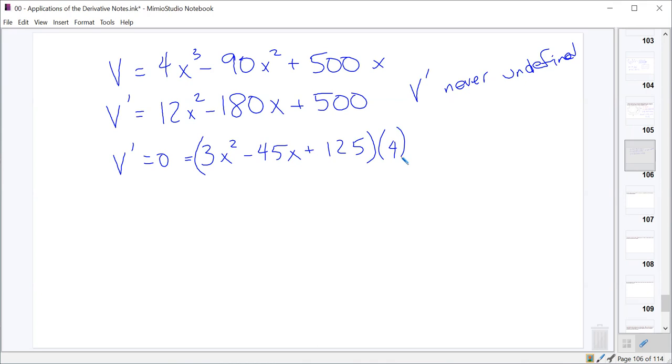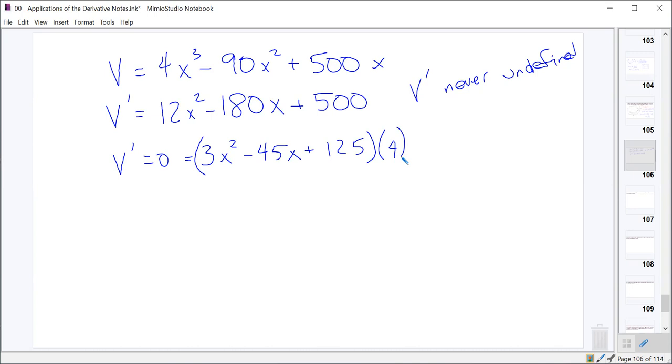And so now we've got to see if we can factor 3x squared minus 45x plus 125. But I think if you go through and use the discriminant on that, you'll find that it doesn't equal a perfect square, which means that you're not going to be able to factor that cleanly. So we'll need to just go ahead and use the quadratic formula for this.